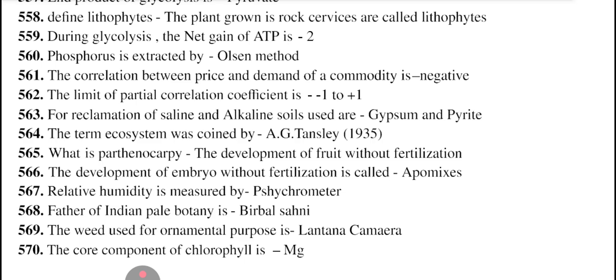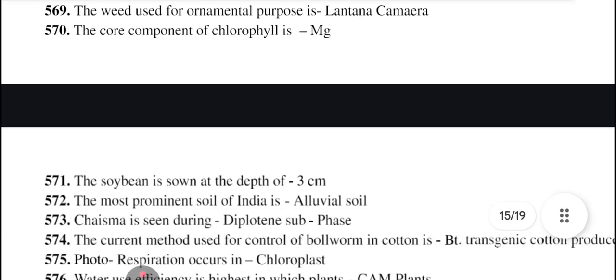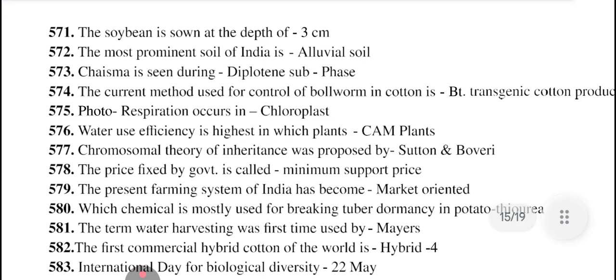Relative humidity is measured by psychrometer. Father of Indian paleobotany is Birbal Sahni. Weed used for ornamental purpose is Lantana camara. Core component of chlorophyll is magnesium. Soybean is sown at the depth of 3 cm. Most prominent soil of India is alluvial soil. Chiasma is seen during the diplotene substage. Current method used for control of bollworm in cotton is Bt transgenic cotton.